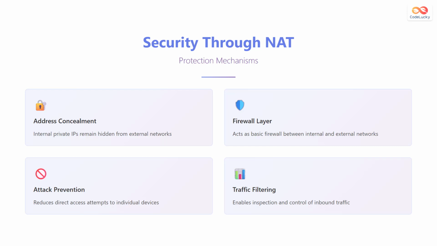Second, NAT acts as a firewall layer. It sits between your internal network and the external Internet, inspecting traffic. Third, NAT prevents attacks. Direct access attempts from outside cannot reach your individual devices. They must go through the router first, which can filter and block malicious traffic. Fourth, NAT enables traffic filtering. The router can inspect incoming traffic and decide what gets through to your network based on rules you define. This is why NAT-enabled routers are standard in home and business networks.